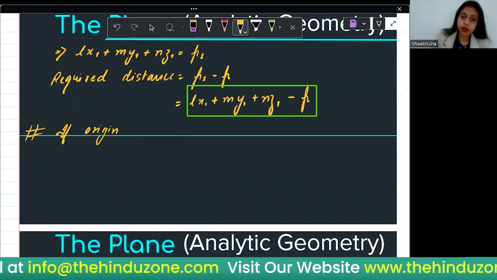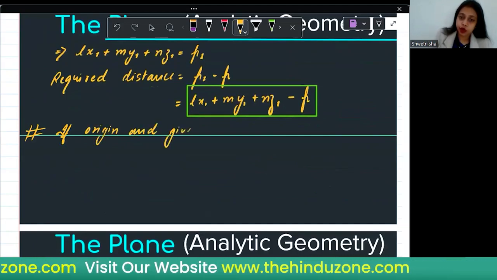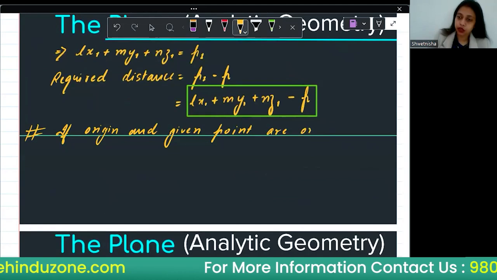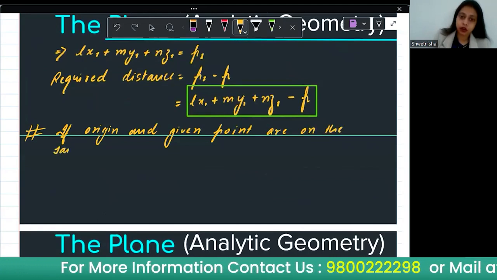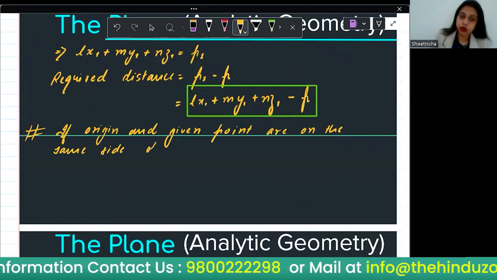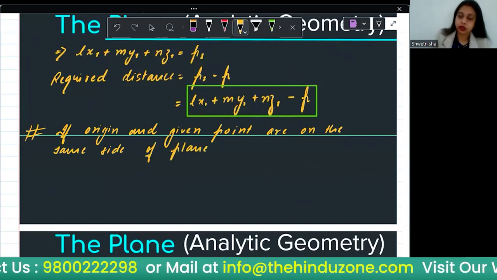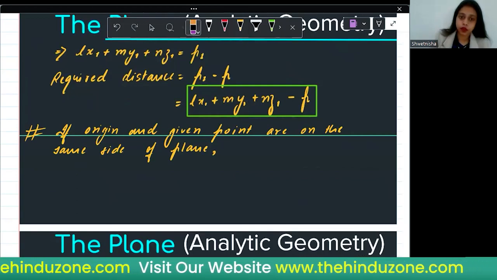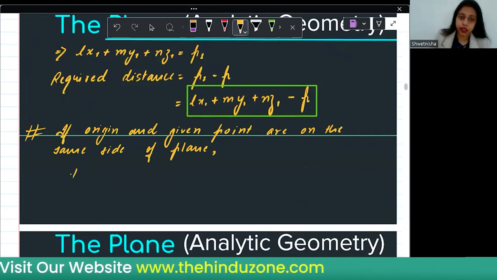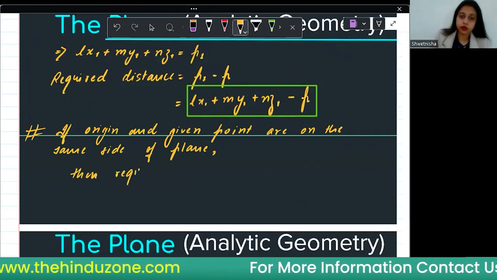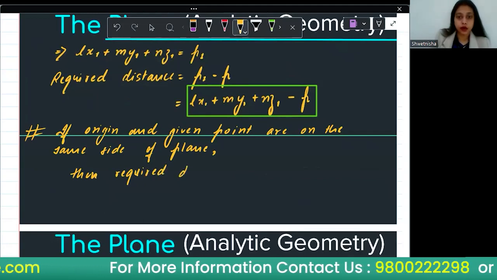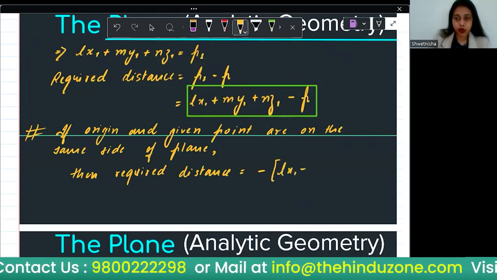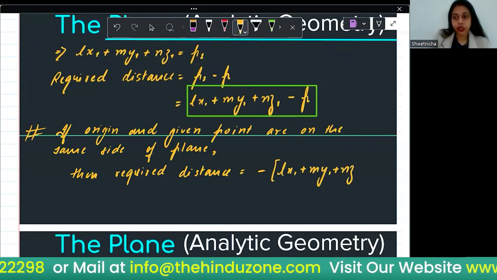So we have to note that if the origin and the given point are on the same side of the plane, then the required distance would be the negative of Lx1 plus My1 plus Nz1 minus p.